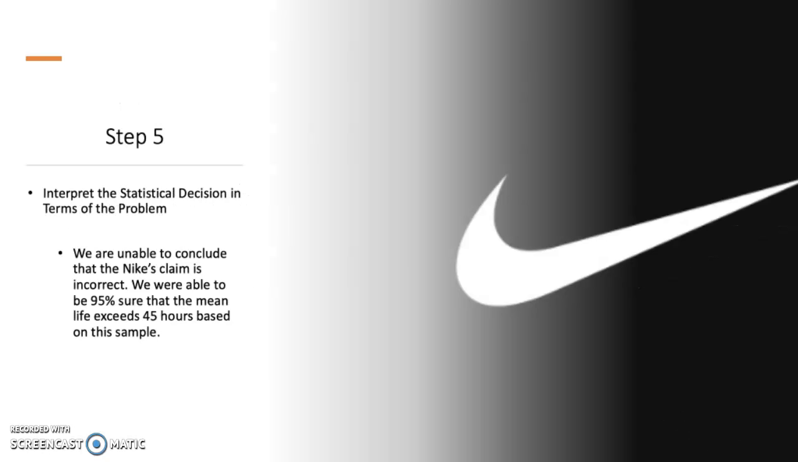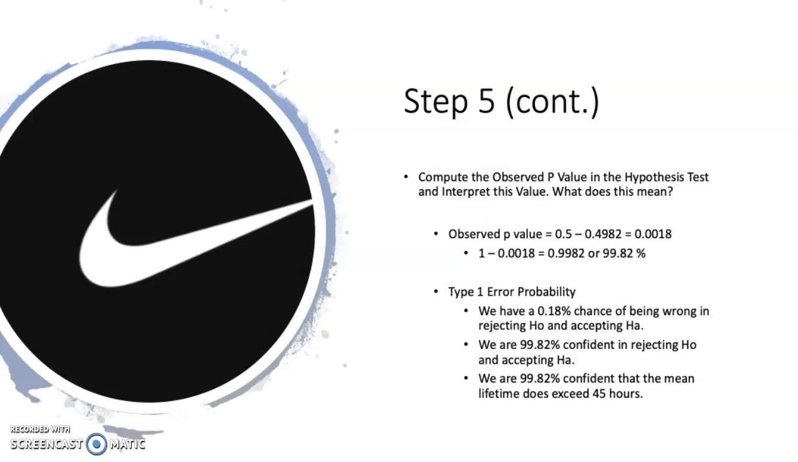This leads into step 5 of the hypothesis testing, in which we interpret the statistical decision in terms of the problem. So we are unable to conclude that Nike's claim is incorrect. We are able to be 95% sure that the mean life exceeds 45 hours based on the sample. Breaking down what this means in step 5, we're going to compute the observed p-value in the hypothesis test, interpret its value, and draw the conclusion of what this means.